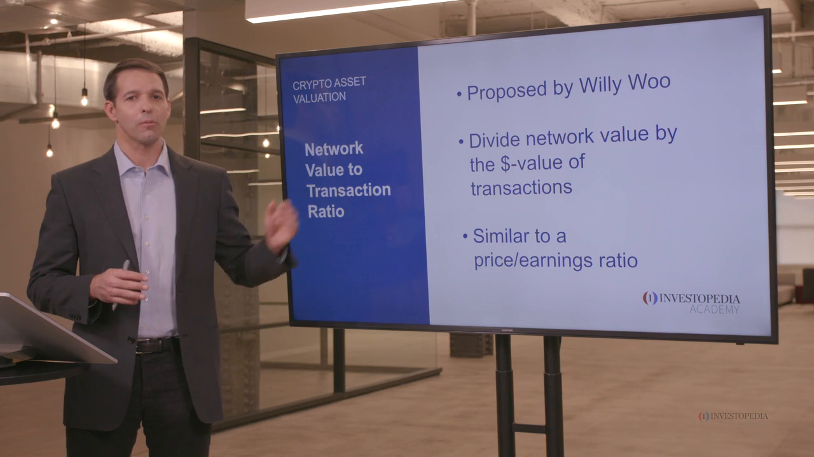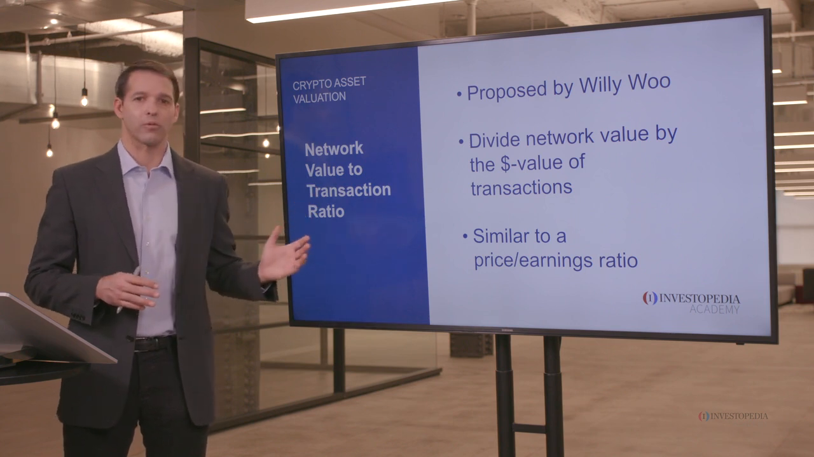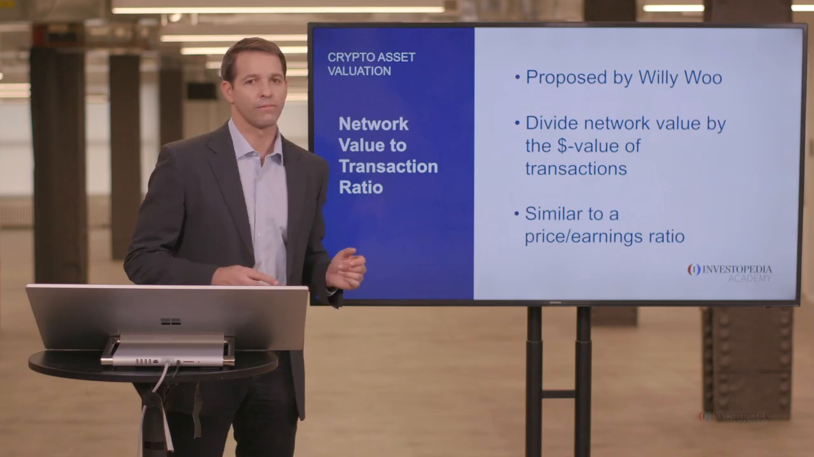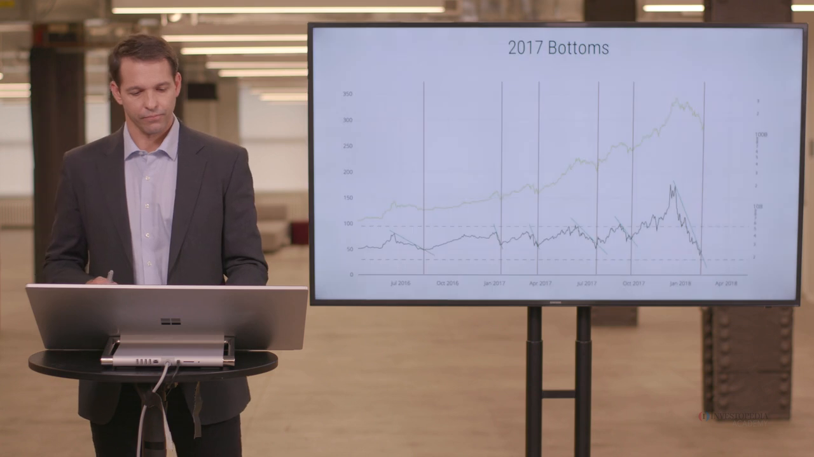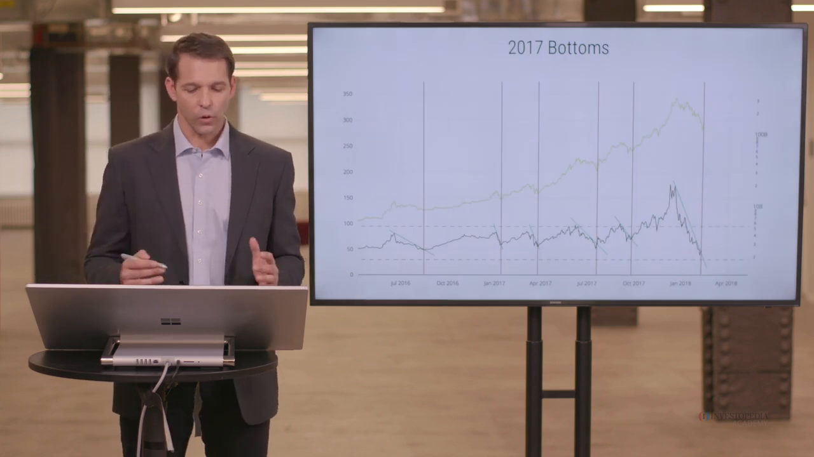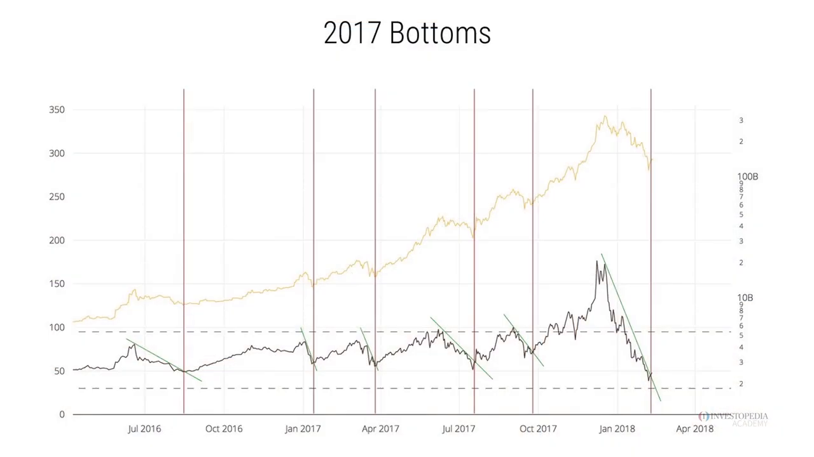You can do a similar metric with the network value to transaction ratio in the cryptocurrency space. And let me get into that. So right here, you're looking at a chart. The top price level is the price of Bitcoin over the last few years, and below it is the network value to transactions. Now, there's a couple key points to note here.